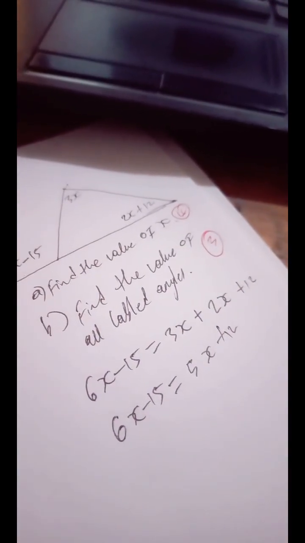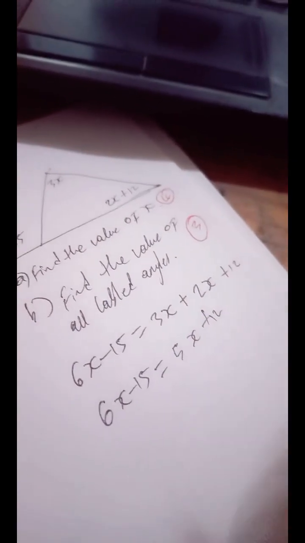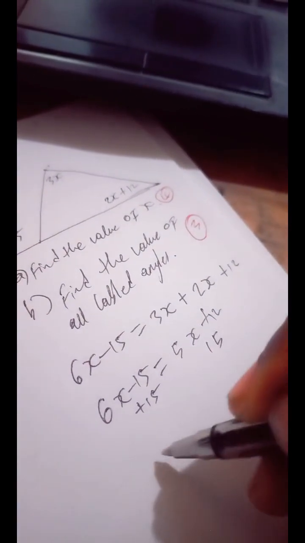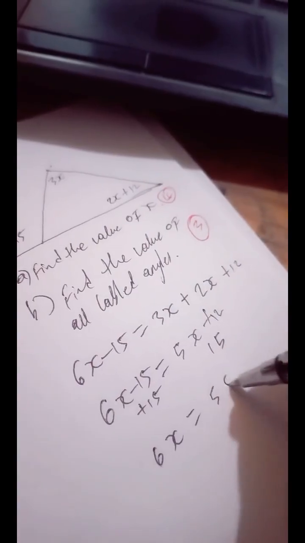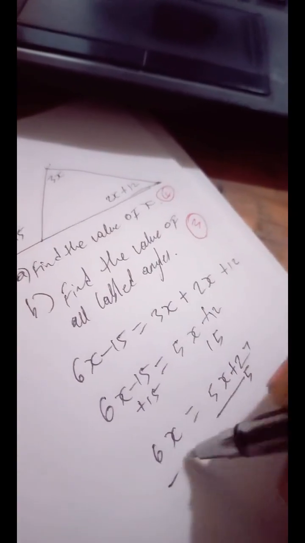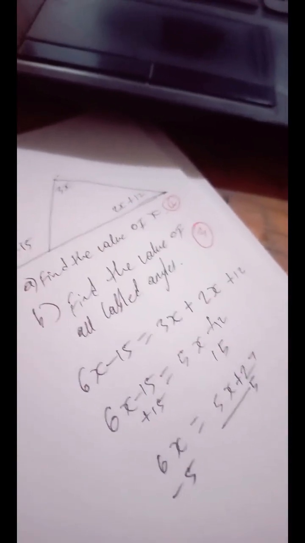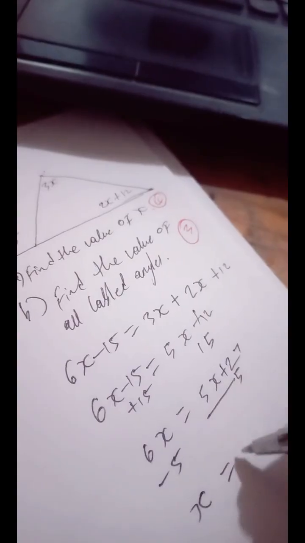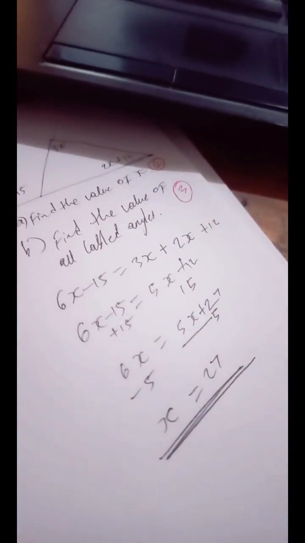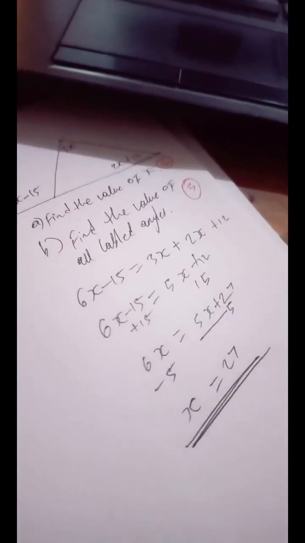All right. So we are going to say plus 15, plus 15. 6x is equal to 5x plus 27. Minus 5x, minus 5x. And then on the other side we are left with x is equal to 27. So that is our answer, which you were correct, guys. Thank you, Nasha.